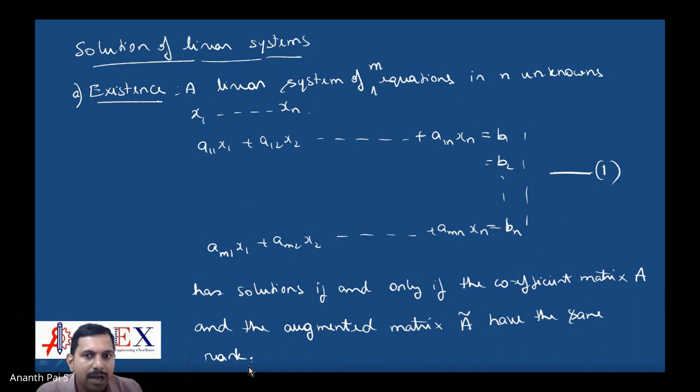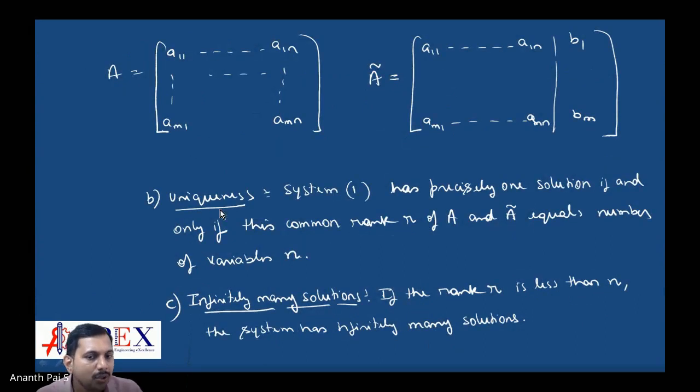Make sense? I'm not saying whether it is a unique solution or not. It has solutions. Next, uniqueness. System 1 has precisely one solution if and only if the common rank R of A and A augmented equals the number of variables.